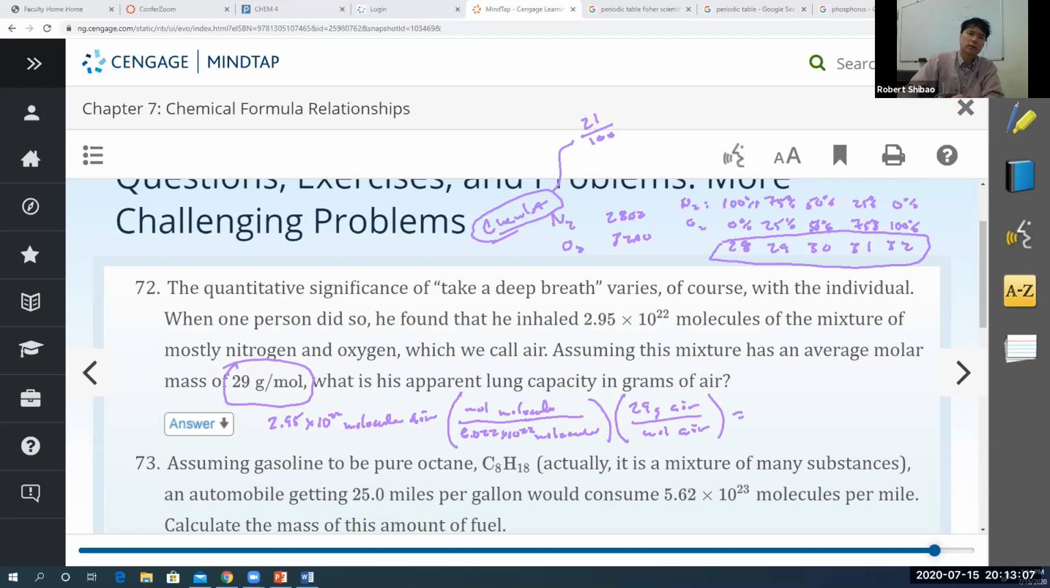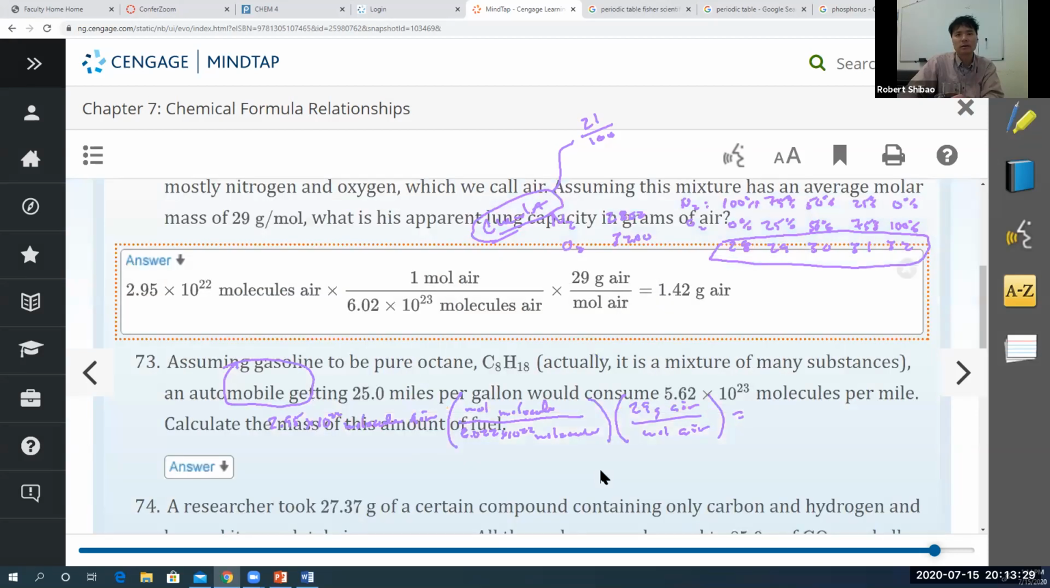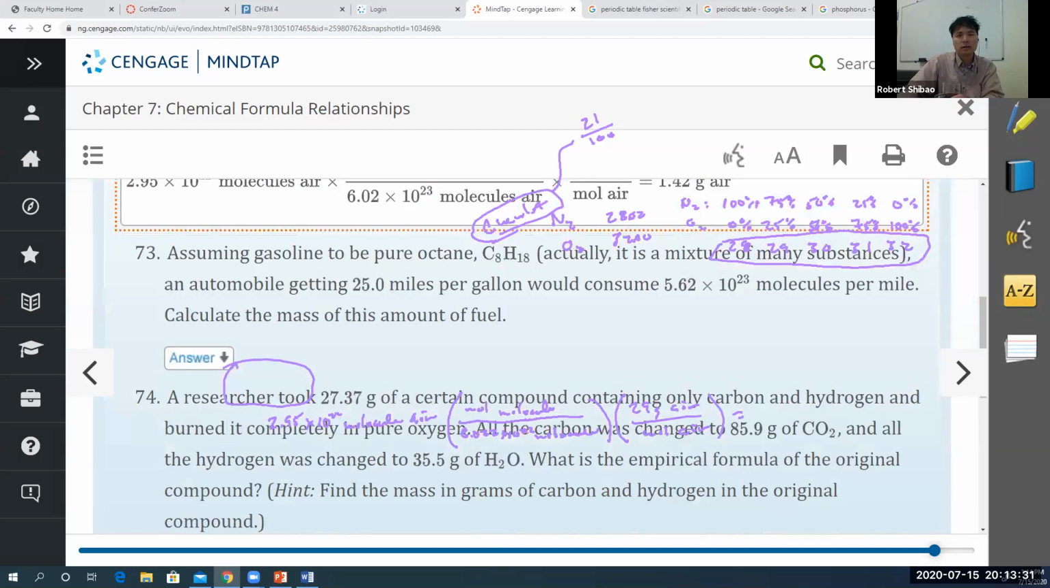So let's see what the book did. They went from molecules of air to moles of air to grams of air. So it's a number to moles, moles to grams conversion. This is very common. This is why I do it. It's a very common pattern, so I do it similarly each way.